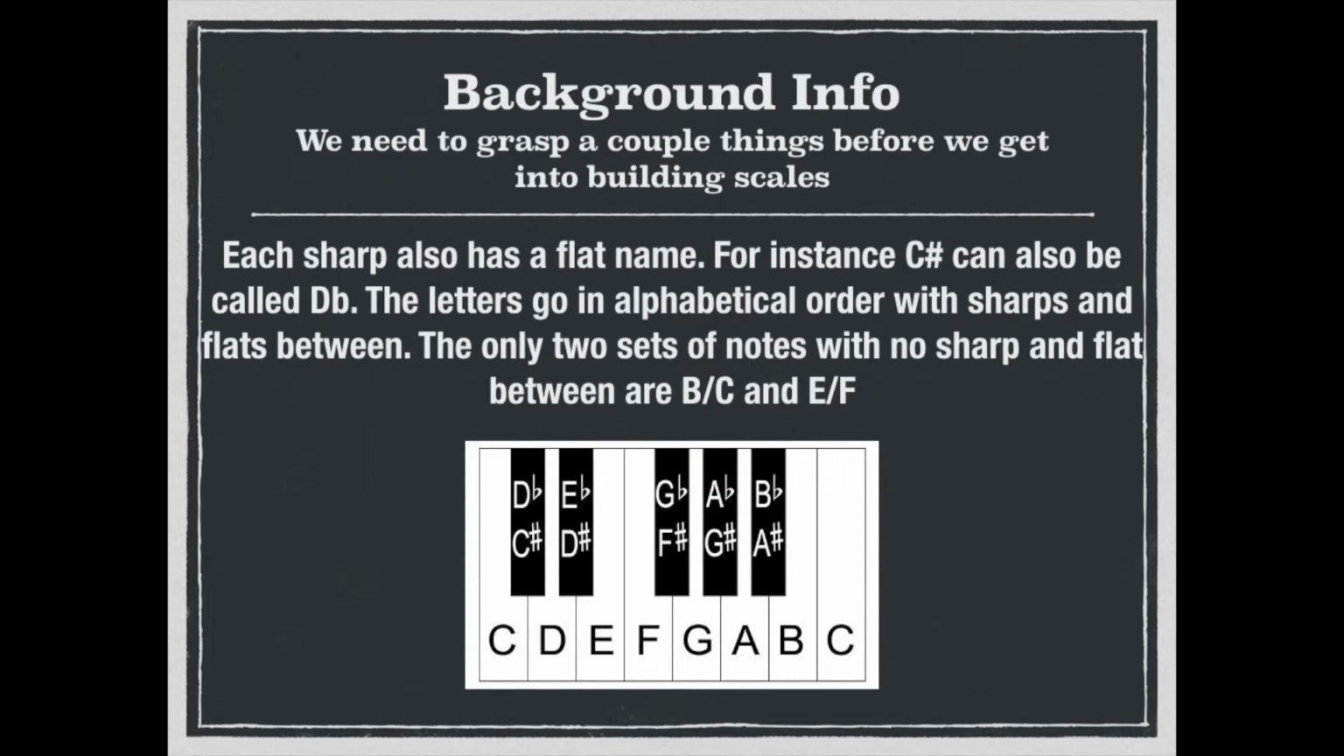The only two sets of notes with no sharp and flat between them are B and C and E and F. So you look on that keyboard there, E is right next to F with no black key between them. B is right next to C with no black key in between them. And I say be calm, everything's fine, to remember those. Be calm, everything's fine. B, C, E, and F.